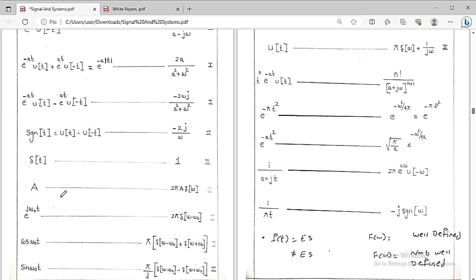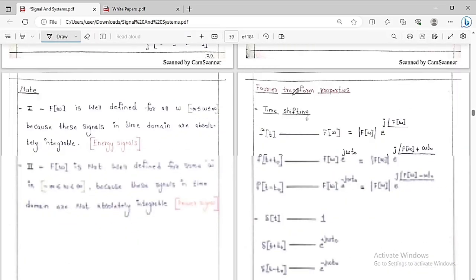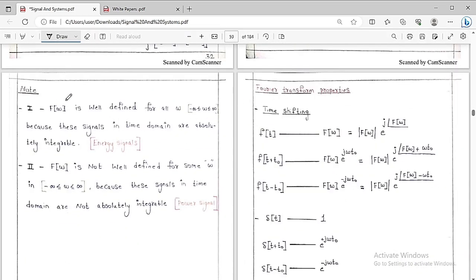So finally I can say, if the signal that you are going to consider is an energy signal, then the Fourier transform is defined, meaning it is defined at each and every value of omega. If f of t is not an energy signal, then it is not defined at certain values of omega. Not defined means infinity. Defined means it is a finite value for each and every value of omega. So listen carefully. For the first signals, F of omega is well defined for all omega, for omega from minus infinity to infinity, because these signals in the time domain are absolutely integrable, or we can say these are energy signals.